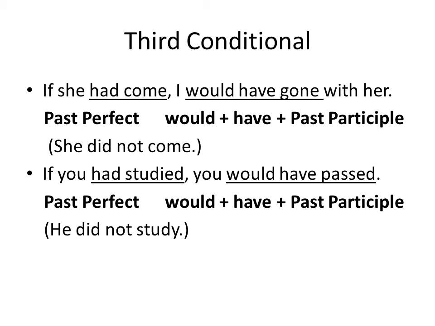So you can see that in the if clause, we have past perfect tense, that is, had plus verb's third form, and in the main clause, we have would plus have plus past participle, that is, verb's third form.